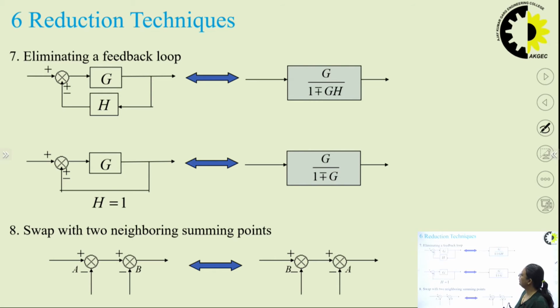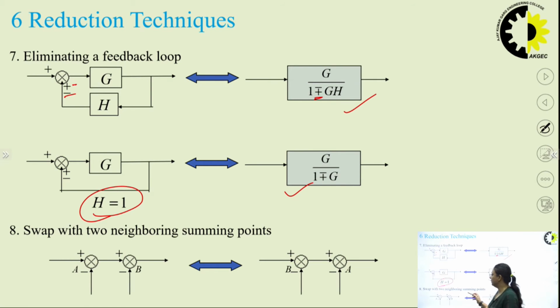Now eliminating a feedback loop. For eliminating a feedback loop, the output will be G(s) upon 1 minus G(s)H(s) for positive feedback, and for negative feedback it will be the positive sign, 1 plus G(s)H(s). So it can be represented by a single block containing the transfer function. Okay, if we have a unity feedback system, then the value of H will be equal to 1, and I can represent it like this with a single block.